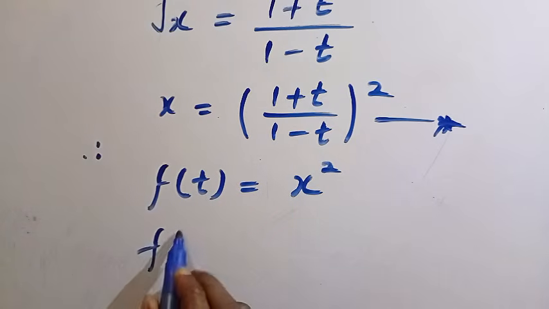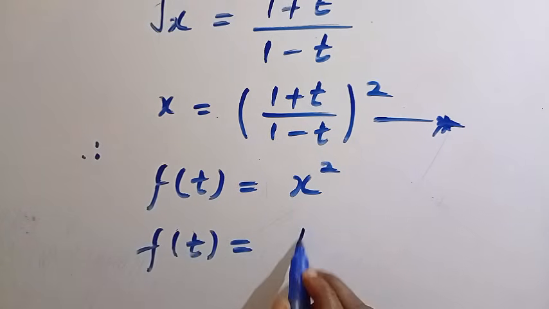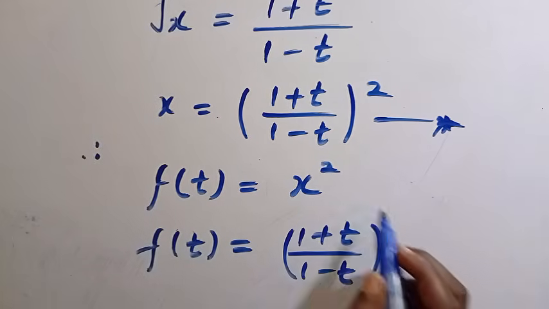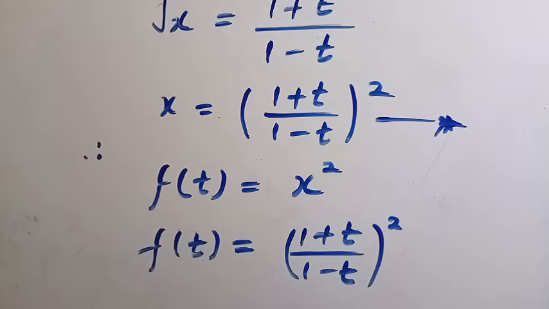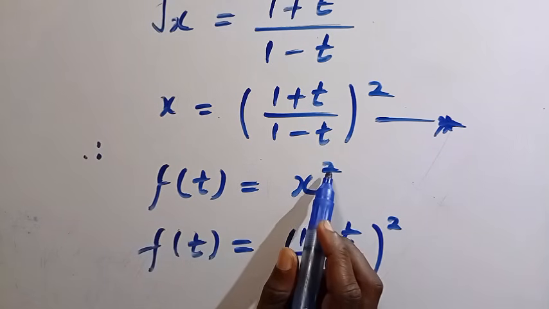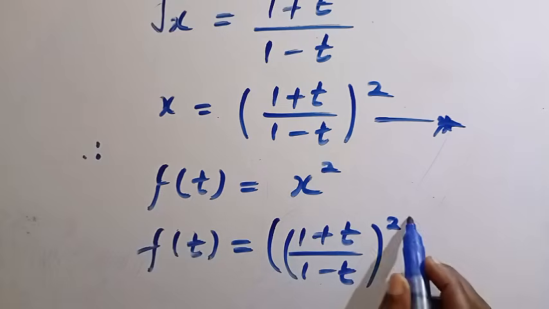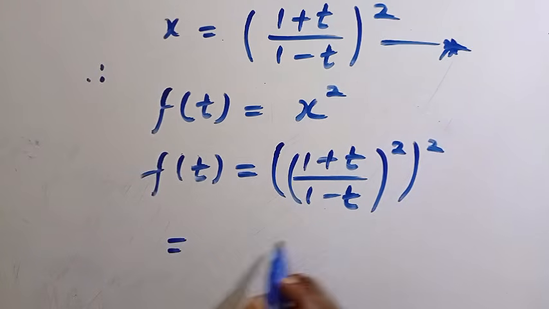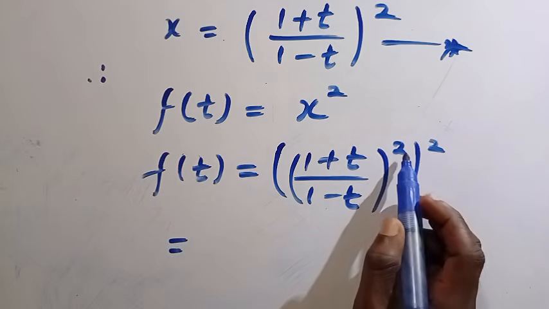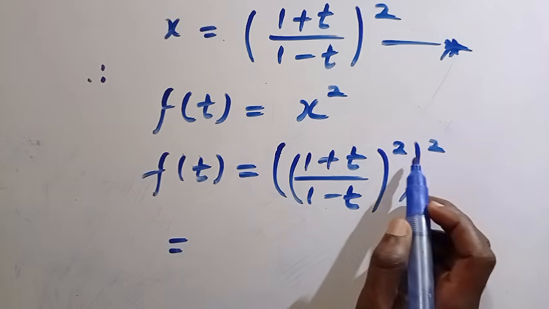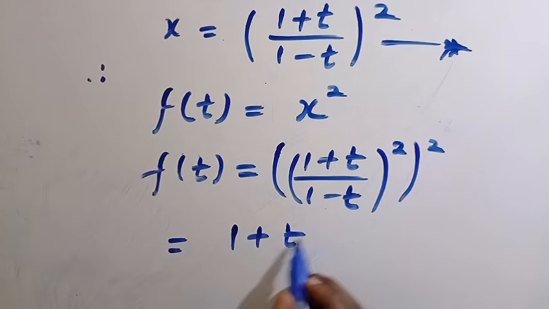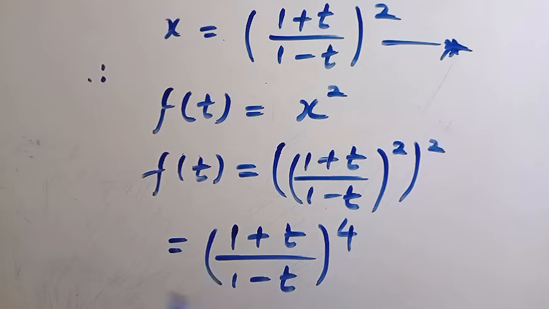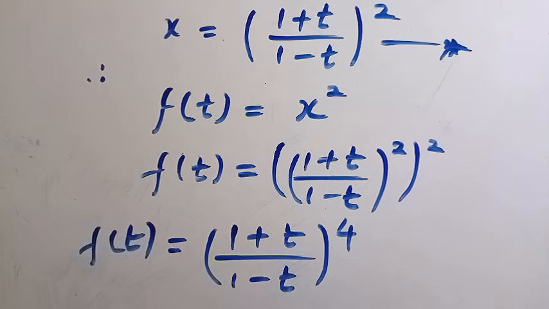By replacing it, this gives us f of t equals 1 plus t divided by 1 minus t. And don't forget, this is squared already, and with this x squared that we are replacing, it's having another square. That is, we put this one in another square bracket. Following the rule of indices, 2 times 2 gives us 4. Here we have f of t equals 1 plus t divided by 1 minus t, all raised to the power of 4.